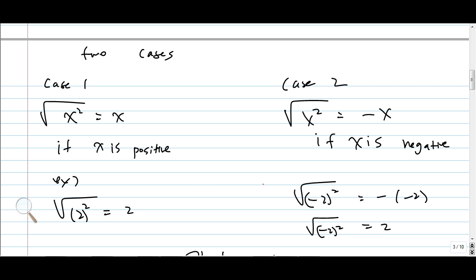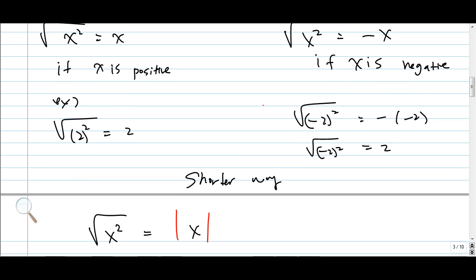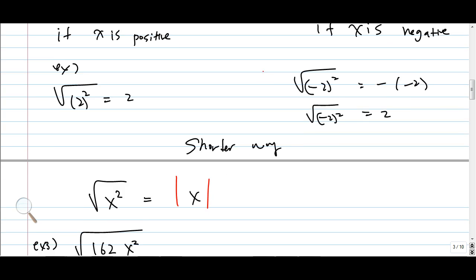Does that make sense? But which way do you like better? Writing 2 cases every time you simplify, or using the short way? Using the short way. Isn't that better? So this is a lot better, to just use the absolute value of x, so that the square root of x squared is the absolute value of x. Do you see why it'd be wrong if you leave out the absolute value? Because it's not a true statement, is it? It's true for positive x's, but if x is negative, it won't be true.